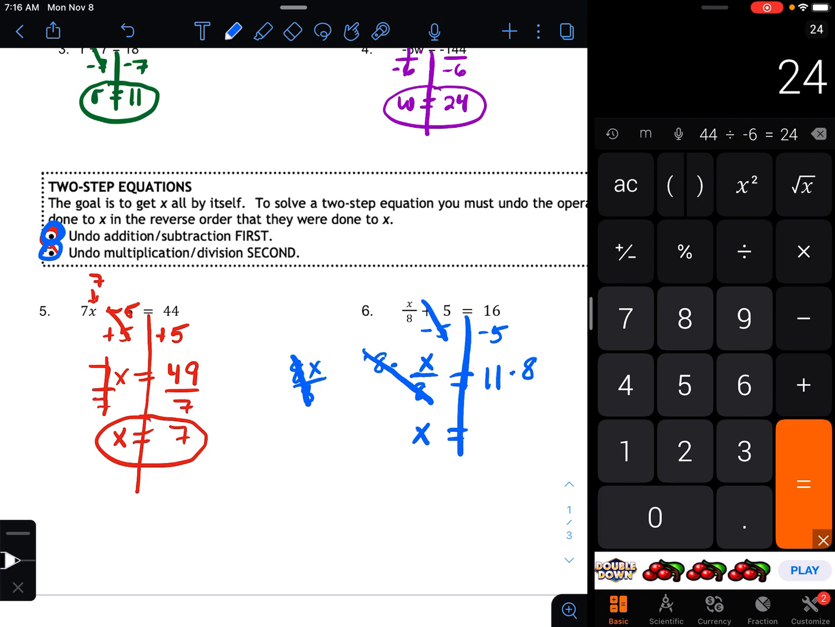And 11 times 8 on the other side of the equation is 88. So x equals 88. In other words, if I put 88 in for x up top here, 88 divided by 8 would be 11, and 11 plus 5 is 16. So that value of x makes this equation true.